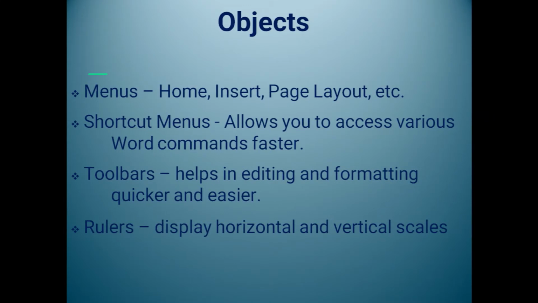So, the shortcut menus are the ones which allow us to access the various Word commands faster than menus. If I have to use some options and I am not sure under which menu my option is available, then I have to search on each menu to find out where that particular option is available. But if I use the shortcut menus, it will be easy for me to do the task quicker. If I right click on the particular content, then I will have some shortcut options. So, I can use them.